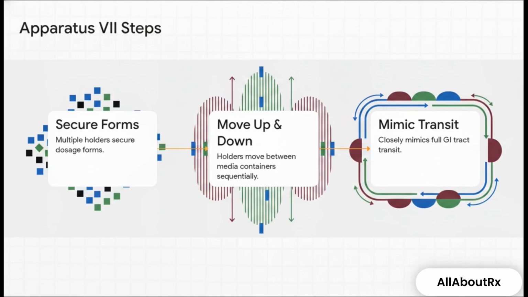First, you have multiple holders that secure the dosage forms. Then, the machine physically moves these holders up and down, transferring them between multiple distinct media containers in a fully automated sequence. By physically moving the drug between multiple media containers, it closely mimics the actual physical transit through the full GI tract from one pH condition to the next.